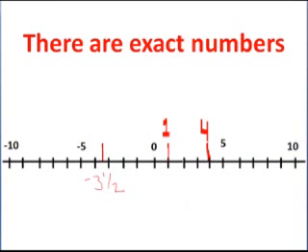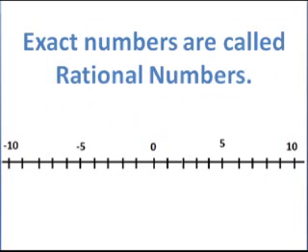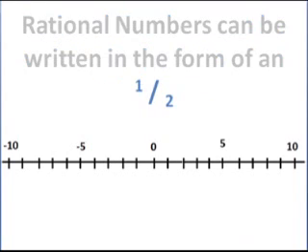There are exact numbers on the number line, like -3.5, 1 and 4. There are those numbers that are not so exact, like pi, square root 2, square root 5, and e, and they too fall on the number line. Exact numbers are called rational numbers, and they fit the form of an integer over an integer. Here we have 1/2. That's an integer over an integer, and it falls about there on the number line, 1/2. But 2/1 is also an integer over an integer, and that's just another fancy way of writing the number 2, and it falls there on the number line.